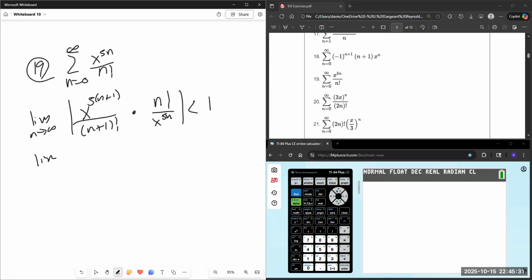Keep my n parts together: n factorial over n plus 1 factorial is 1 over n plus 1. And then this is x to the 5n plus 5. It's going to be x to the 5th when I subtract 5n there, less than 1. Now as n goes to infinity here, 1 over n plus 1 is going to be 0. 0 times anything is 0, which will always be less than 1. So this is going to have an interval of convergence of negative infinity to infinity, or all real numbers.